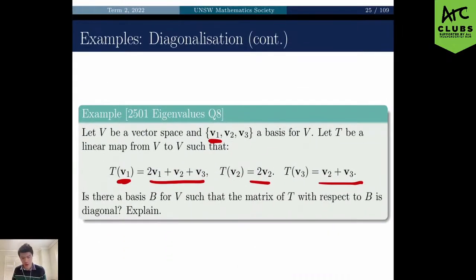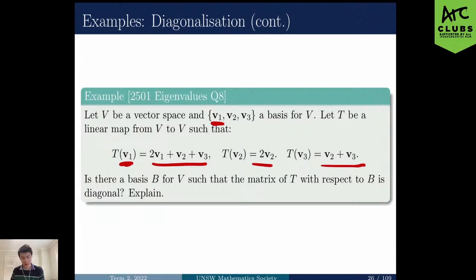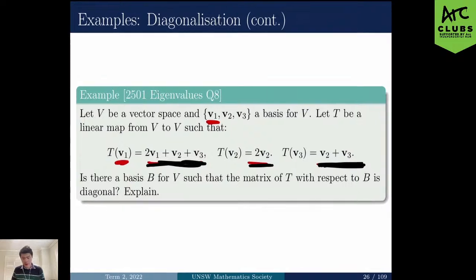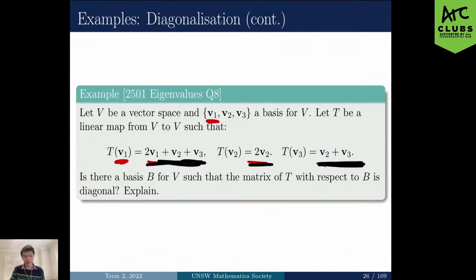Now we can actually see the screen, so hopefully this will make more sense. We've got a basis such that we've got these relations between the vectors in the space, right? T of v1 is equal to this sum over here. T of v2 is equal to this sum over here. T of v3 is equal to this sum over here. We don't actually know if they're vectors in R3 or R4 or whatever. All we know is this relationship.